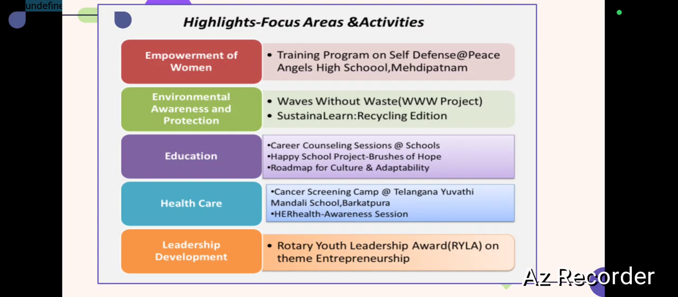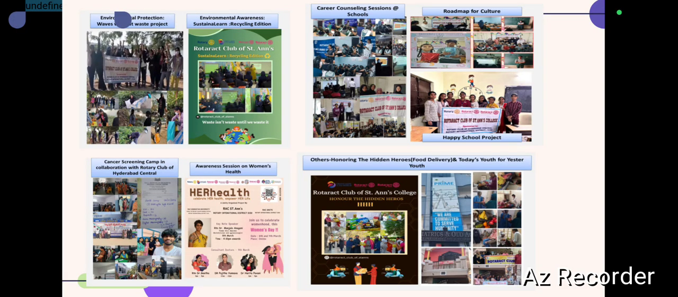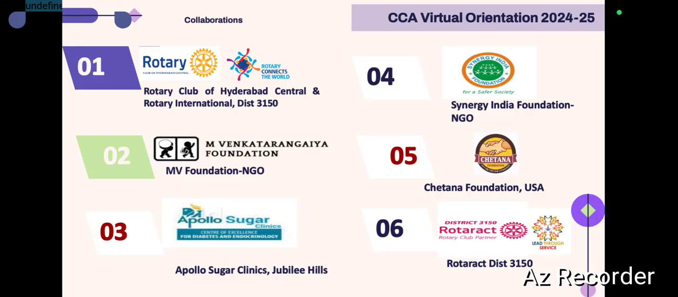These are the highlights of the activities that were executed last academic year in the year 2023-24 under each of the focus areas, that is women empowerment, environmental protection, education, healthcare, and leadership development. These are glimpses of the activities done under each of the prime focus areas. And also the outreach committee has several collaborations which are listed in this slide.